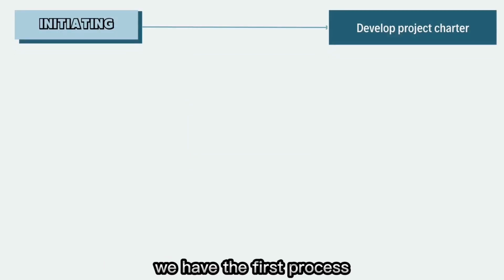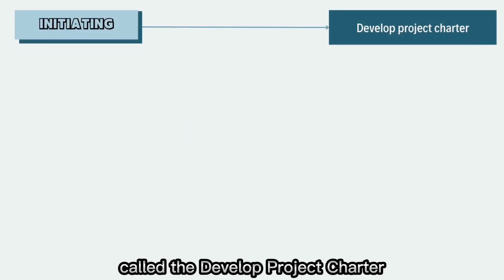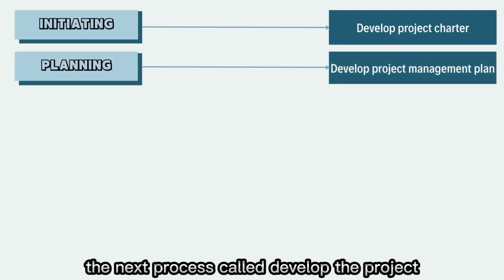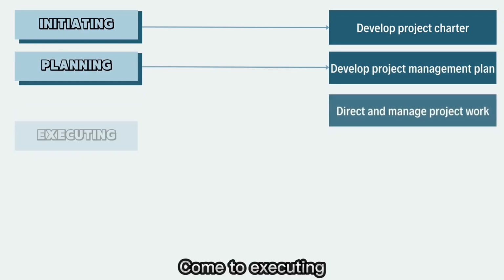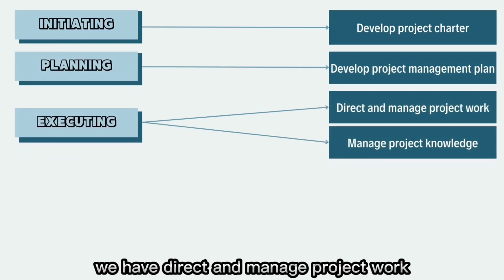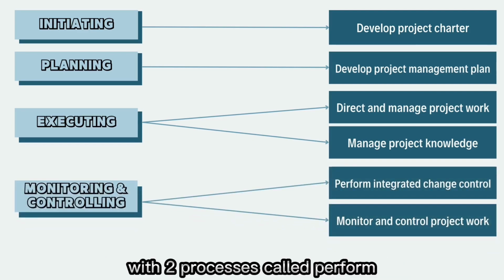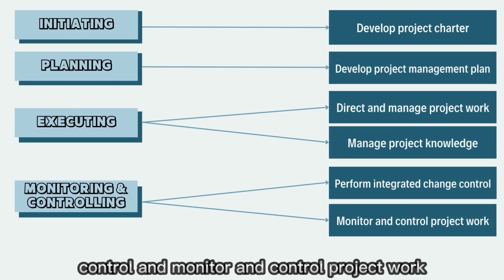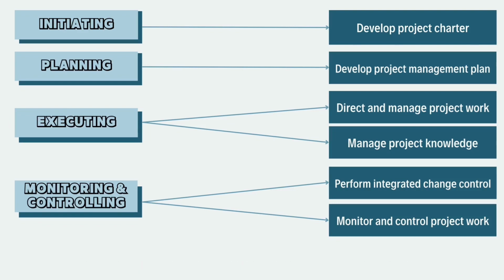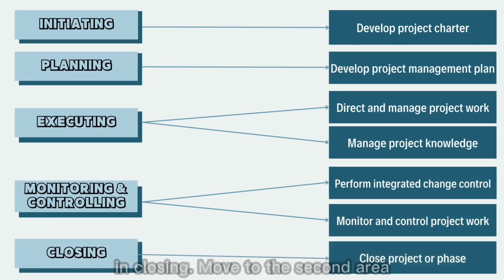In initiating, we have the first process called Develop Project Charter. In planning, the next process called Develop the Project Management Plan. To executing, we have Direct and Manage Project Work and Manage Project Knowledge. Next we have monitoring and controlling with 2 processes called Perform Integrated Change Control and Monitor and Control Project Work. The final one is the Close Project or Phase in Closing.